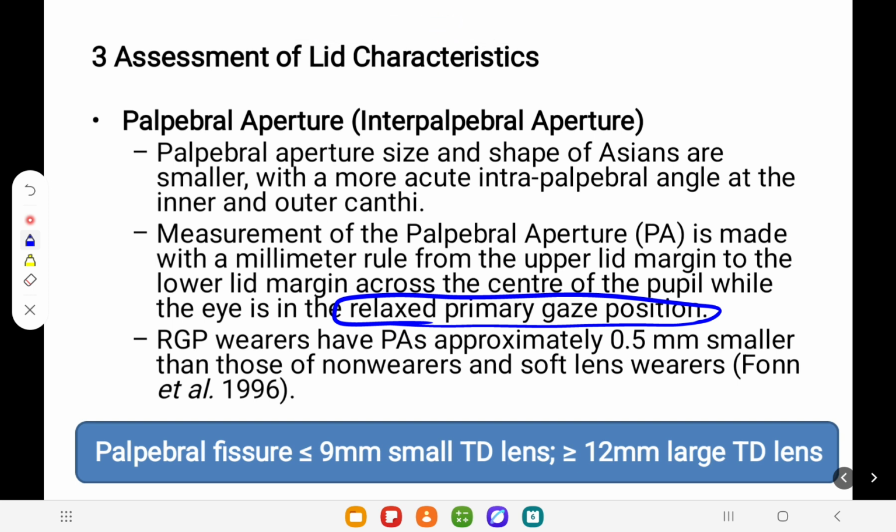Okay, so in an RGP wearer, the palpebral aperture is approximately 0.5 mm smaller than that of a non-wearer because of the long-term complications of RGP. So one of the complications of RGP is reduced palpebral aperture size. For soft contact lenses, it's just a study.